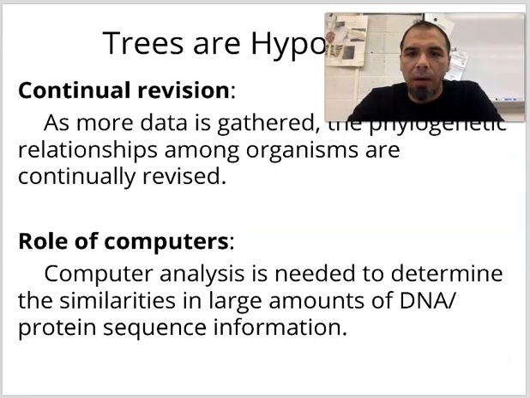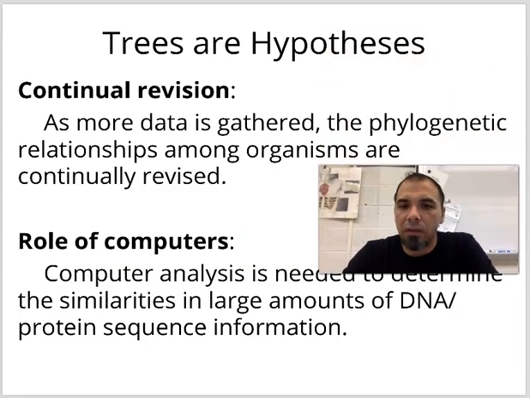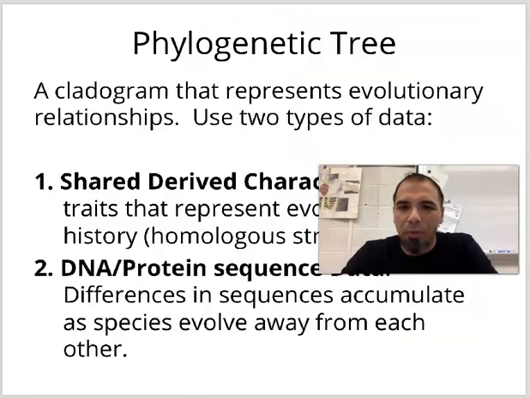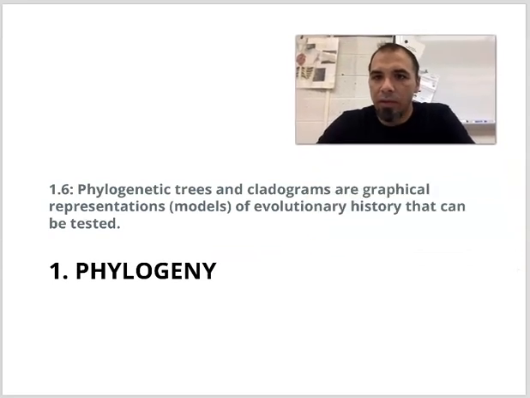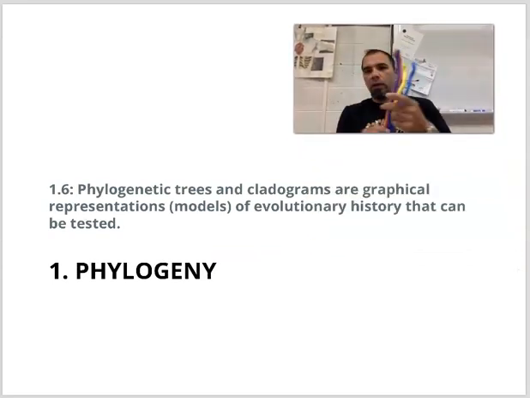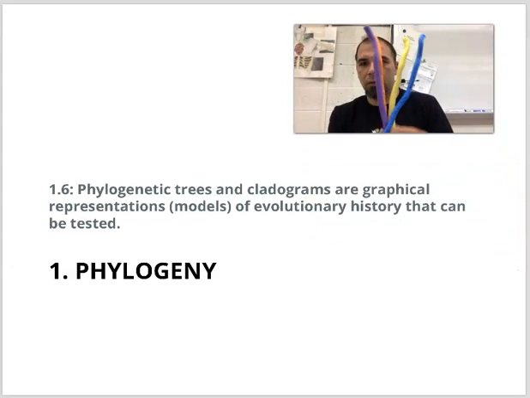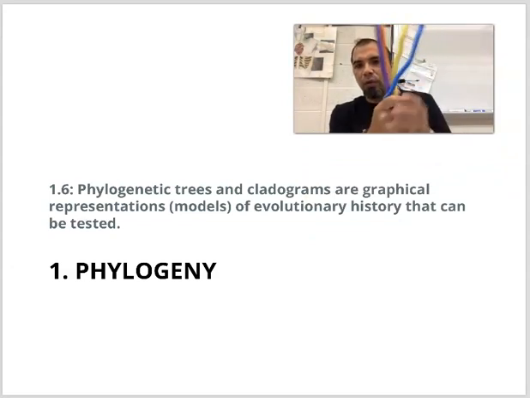So when we talk about phylogenetic trees, these are hypotheses. As more data is gathered, the relationships are continually revised, and computers can also help us. Just to show you an example, I've got the bendaroos, as I call them. You may remember these from last year or not. Down here would be the root of my tree. This is their common ancestor.